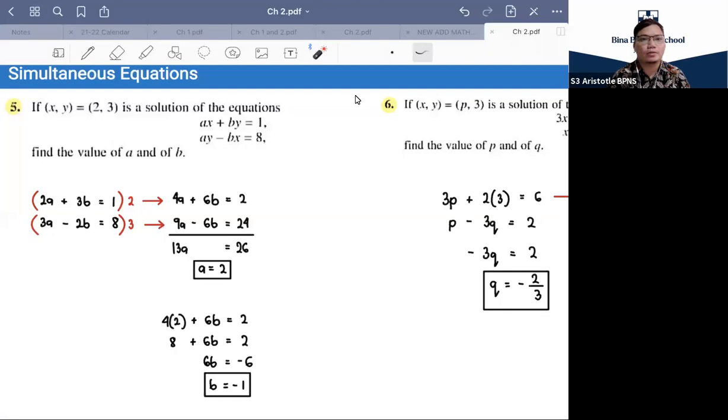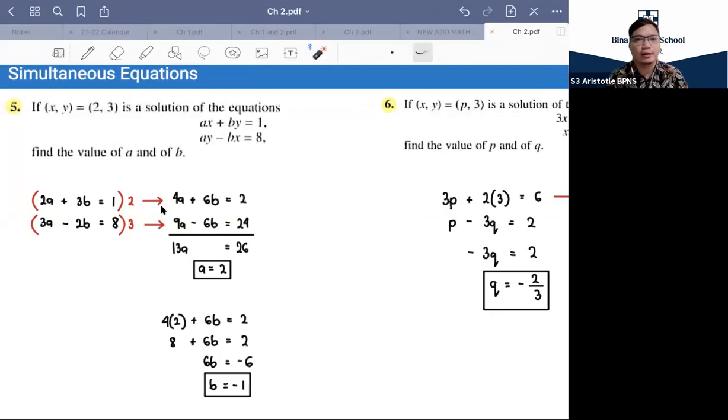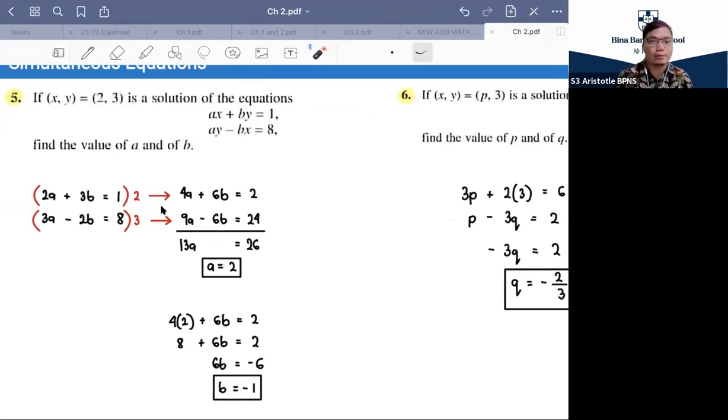All right, so let's begin with number 5. I think you guys have already seen my answer for number 5 and number 6. Okay, now let me explain number 5. Now, number 5, again, it's about simultaneous equations.